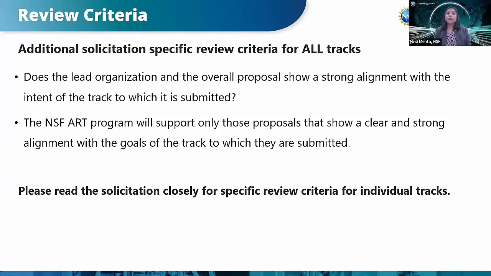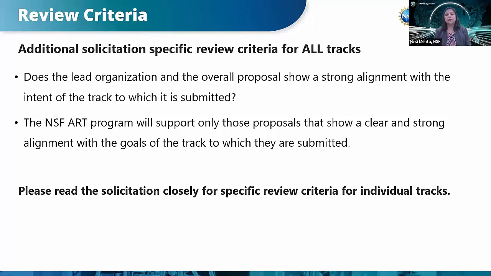In addition to very track-specific criteria, these are the common criteria that all the tracks will be evaluated against. Primarily, whether the applicant or the lead organization for this proposal is showing a strong alignment to the track they are applying to. So make sure again that you think carefully about where your organization stands in terms of research as well as RTRL, and are you applying to the right track?